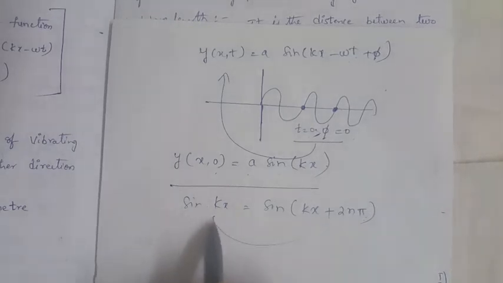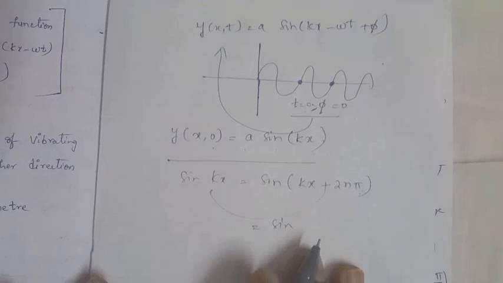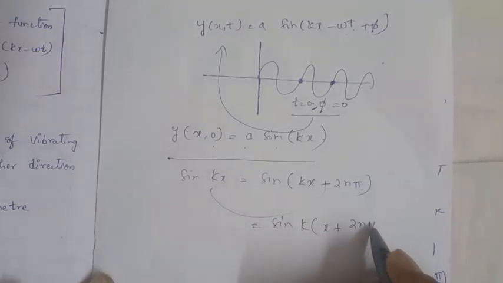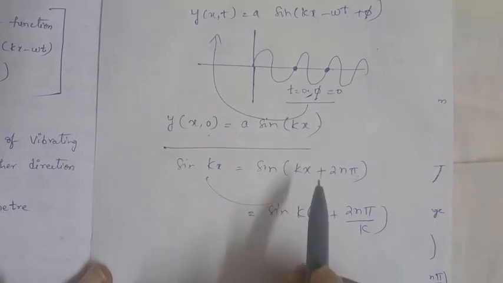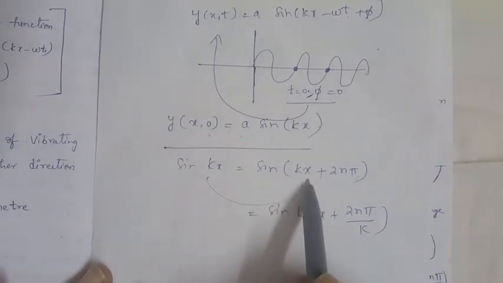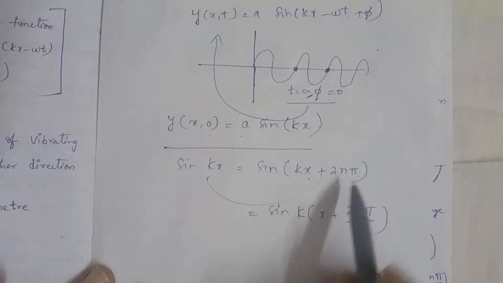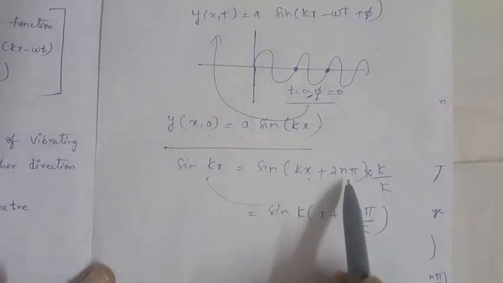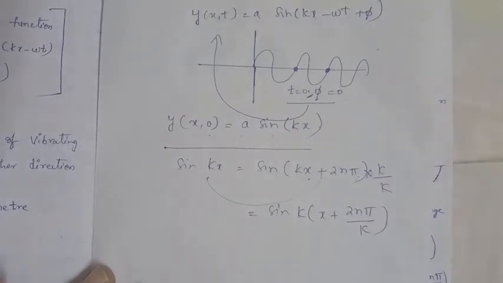So you have to compare these two. It is sin kx. You have to take k common in that: x plus 2n pi by k. Here there is no k, that's why I multiply and divide by k. So k comes out, giving 2n pi by k. So it is sin kx, and it is sin k(x plus 2n pi by k).